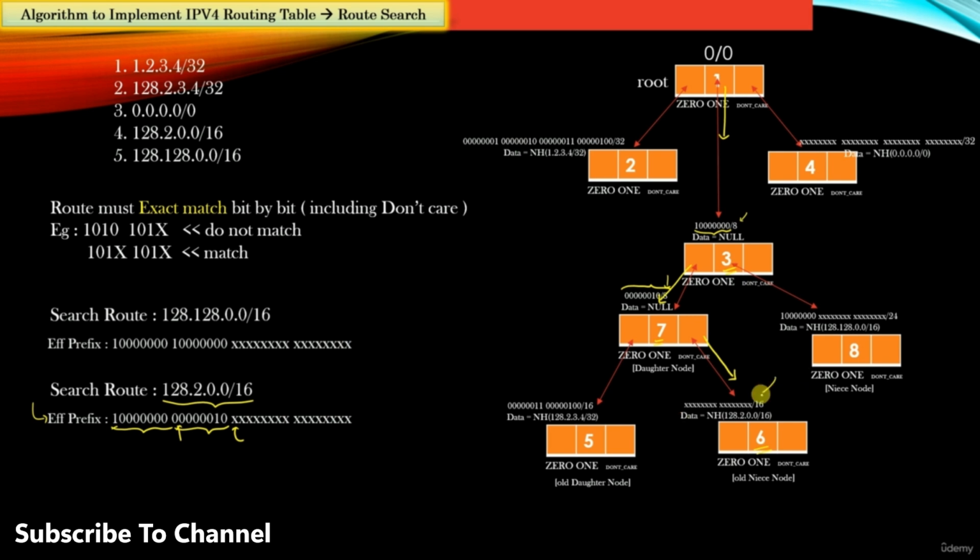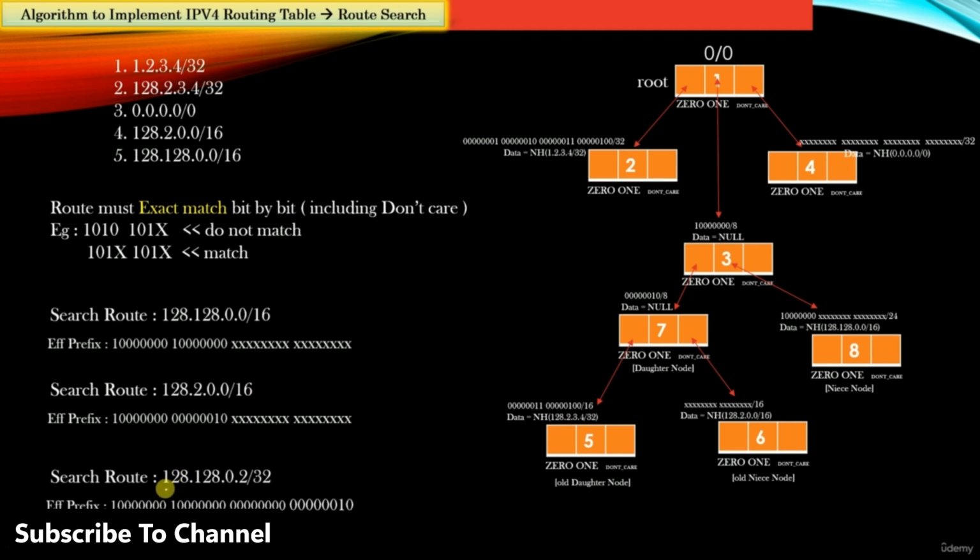Now the prefix length of node number 6 is 16, so I am going to compare the 16 bits of the input route with the 16 bits of the effective prefix of node 6. Alright, and they exactly match, and my input effective prefix has been completely exhausted, so I will stop at node number 6. So it simply means that the route is present in this M-try data structure, and the node which holds the data corresponding to this route is node number 6. Alright.